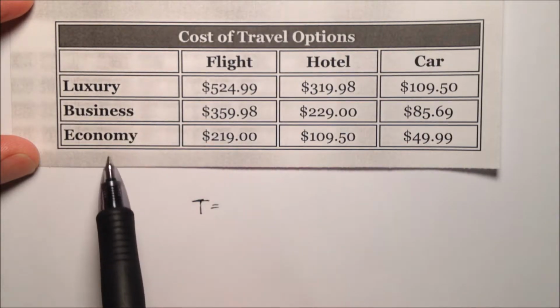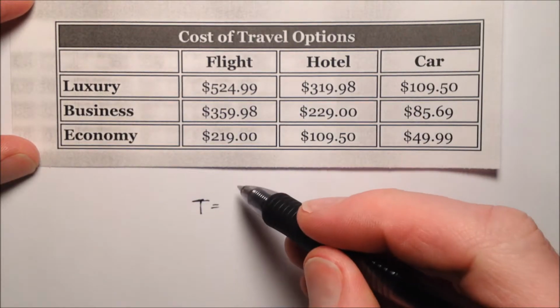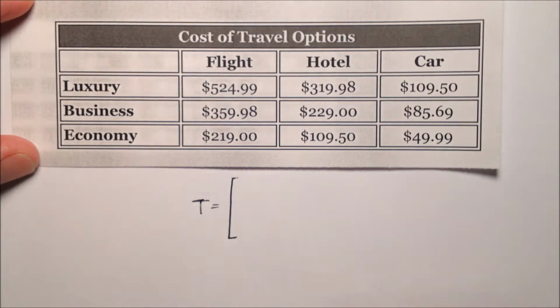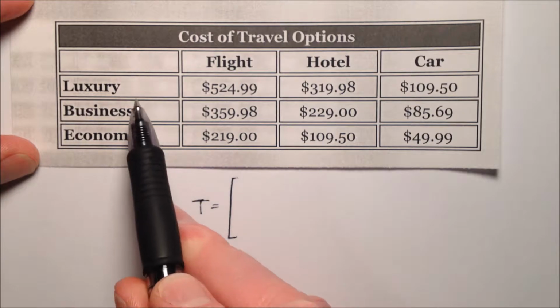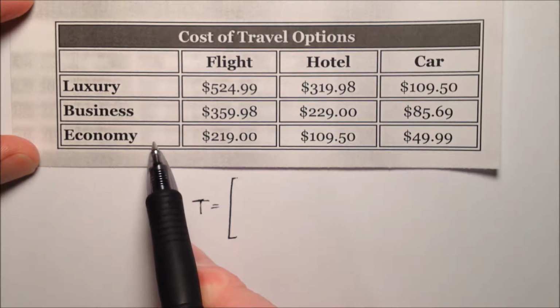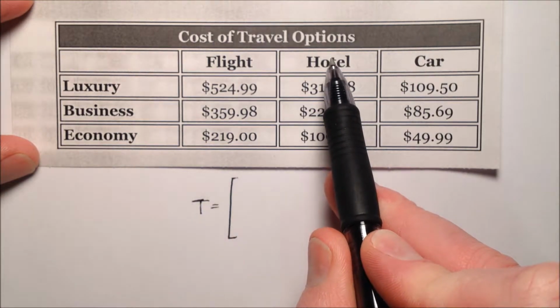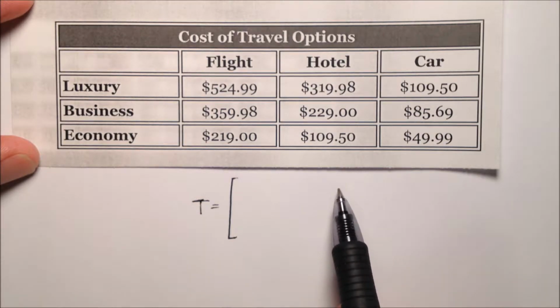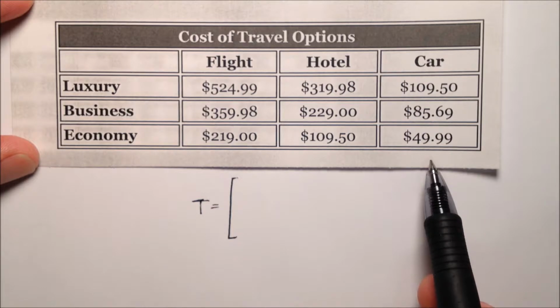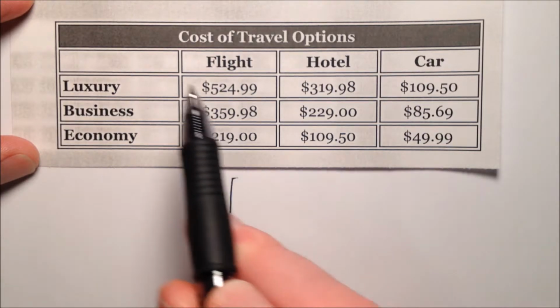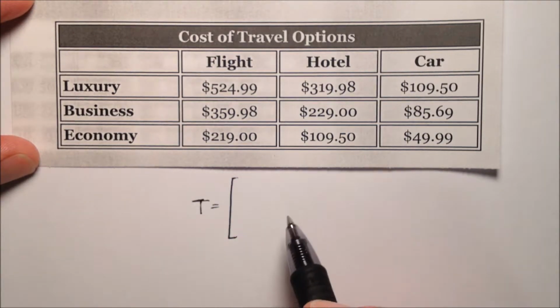I just need to go ahead and get rid of all the extra text that's there. So my flight information will go in my first column. It'll go right down the classes, luxury, business, economy. The hotel information will go straight down the second column, again, luxury, business, and economy. And my car information will go straight down the third column, luxury, business, and economy.